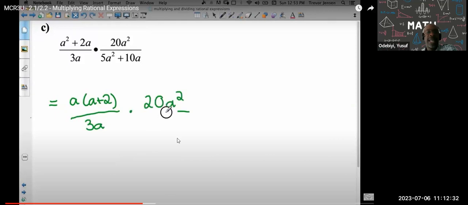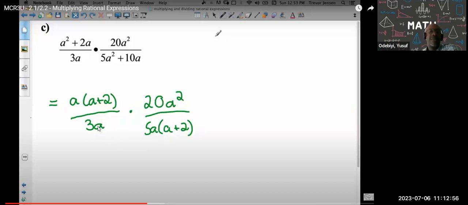Right, so now I have 20a squared. So this is what I have. If I'm going to state restrictions, I can start stating restrictions from here. a cannot equal 0. a cannot equal -2. Right from here, cannot equal 0 on both of these things you're going to multiply, and then it cannot equal -2.